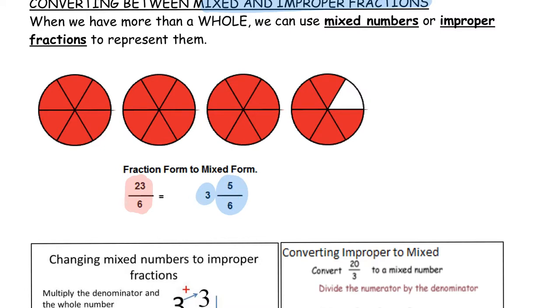If you count up the individual little pieces, I have 1, 2, 3, 4, 5, 6, 7, 8, 9, 10, 11, 12, 13, 14, 15, 16, 17, 18, 19, 20, 21, 22, 23/6. Now, a quicker way to do that is to recognize that I have 3 whole pies cut into 6, so 3 times 6, which is 18, and add on the additional 5 pieces to give me 23.